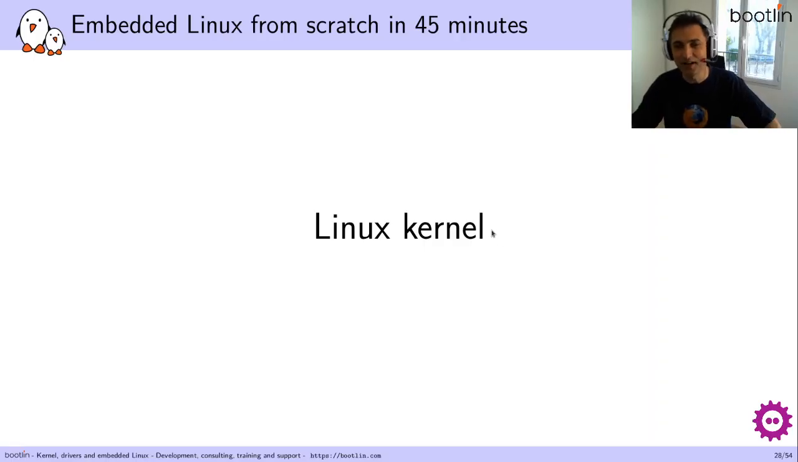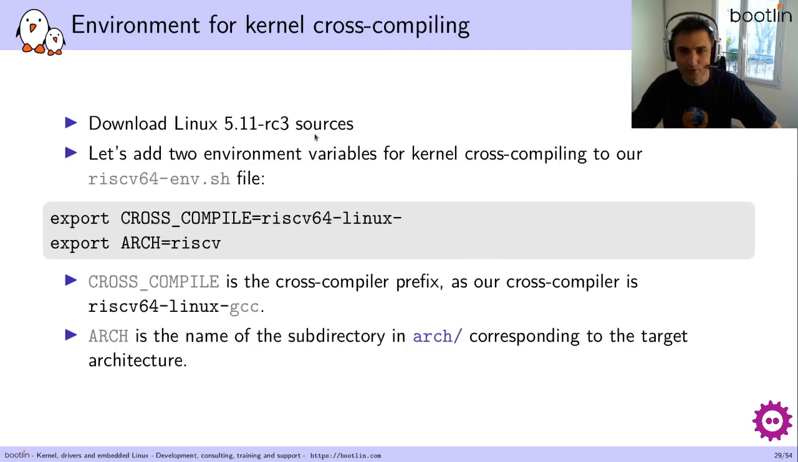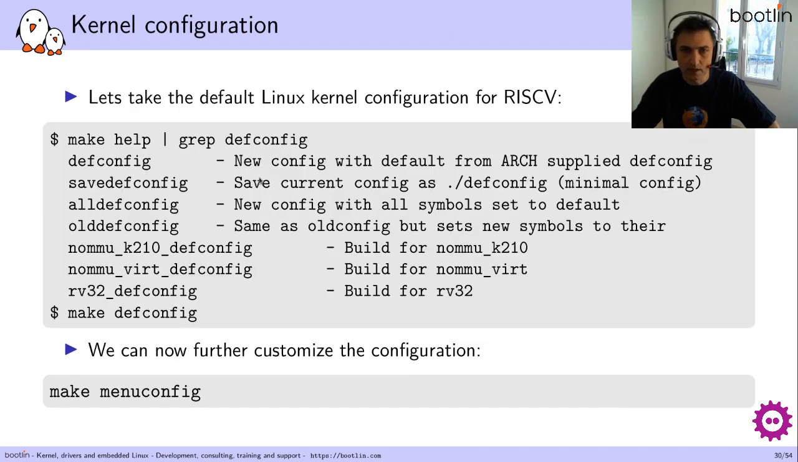Now, let me explain how to build the Linux kernel. So, of course, you need the sources, and this time you need 2 variables to be set, cross-compile as before with U-boot, and ARCH being the name of the subdirectory under arch in the kernel sources corresponding to the target architecture. So you set export ARCH equal riscv. Then you have to pick up a configuration. So we run make help pipe grep defconfig, and we find all the defconfig files that are provided for RISC-V. The one that's interesting in our case is defconfig, which just works fine.